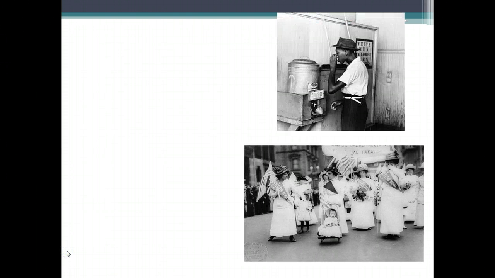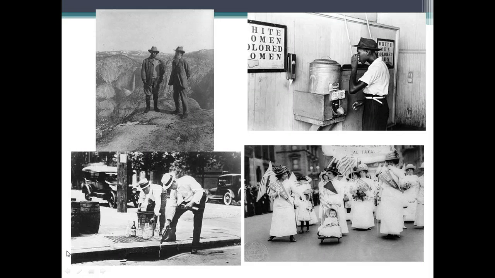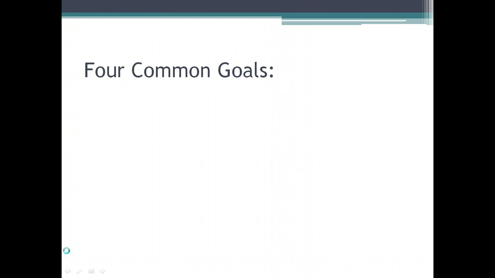Progressives fought for a variety of reforms. Some focused on improving working conditions and ending child labor. Some pushed for women's suffrage, which means the right to vote, while others fought for food sanitation reform. We also saw reform movements to end segregation, improve living conditions, ban alcohol, end corruption in the government, lessen the gap between the rich and the poor, conserve natural resources, and end unfair business practices like monopolies and trusts. Even though all progressives didn't focus on the same issues, they all shared four common goals.